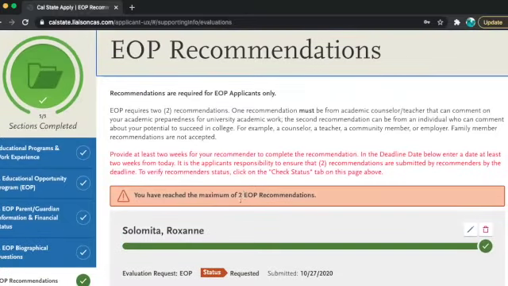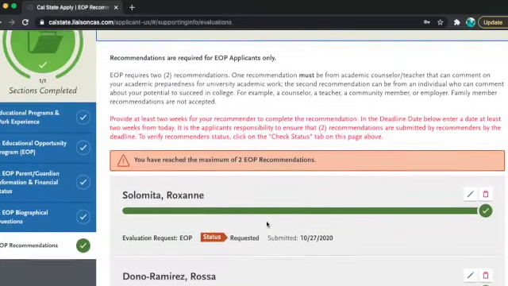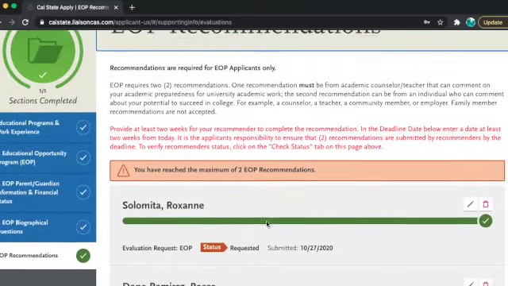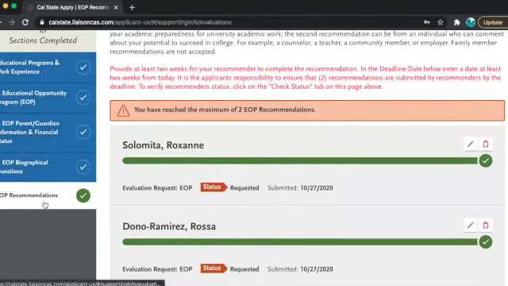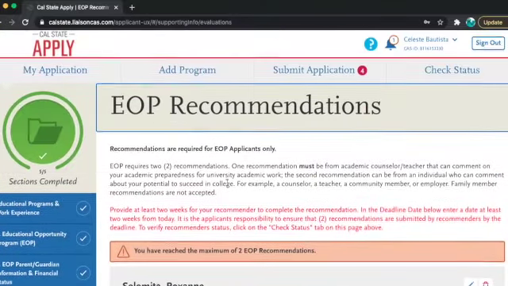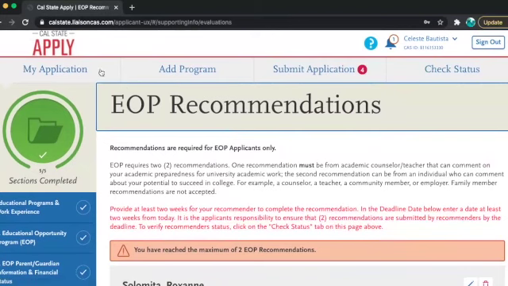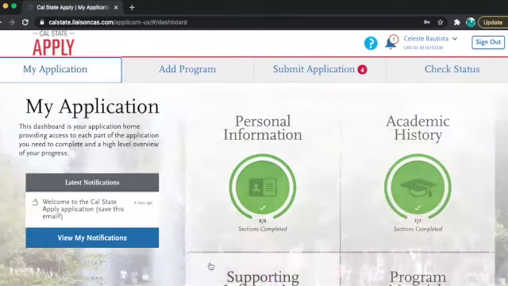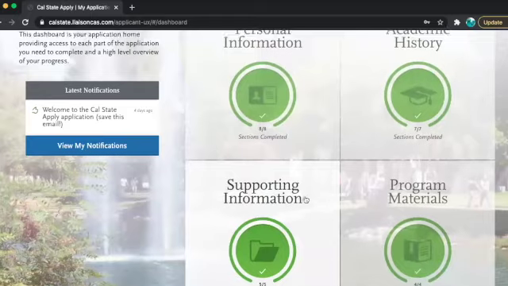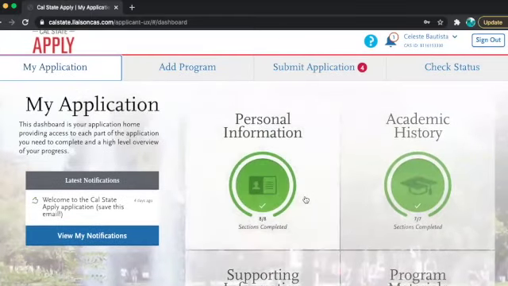So at this point, you're gonna see this maximum of 2. That's great, that's what you needed to do. And now you've completed all of the sections and you're all done. So you can go back to my application just to make sure that all 4 sections are complete. And now you're gonna call either Ms. Roxanne or Ms. Doño to help you submit your application.